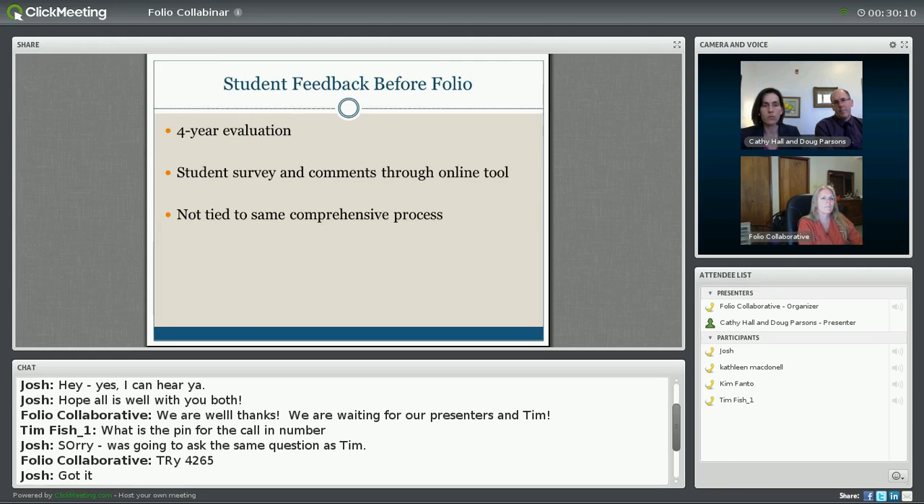We used student feedback as a survey tool, and we had an open section. But what's really different from what we do with Folio is it was very disconnected from a broader process. The student feedback was never really brought into the fold of classroom observation and annual conversations. It existed, but it wasn't systematized in the way that we knew it needed to be to make it more effective.